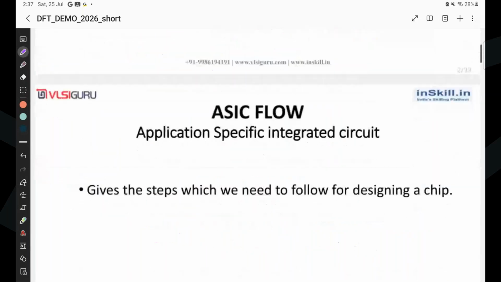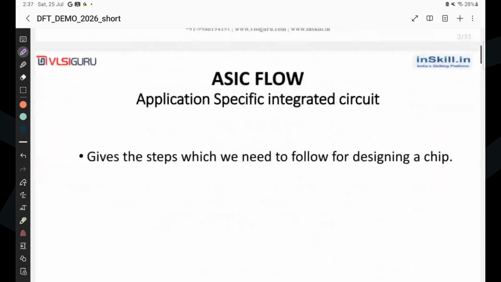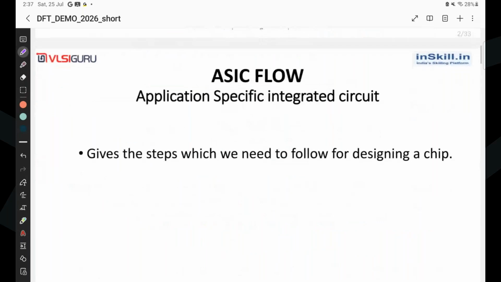And next, let us discuss the ASIC flow. So ASIC stands for Application Specific Integrated Circuit. It is an IC that's custom designed for a particular application.